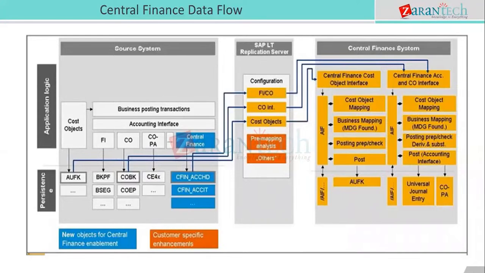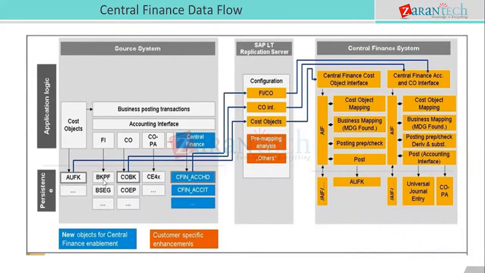Why am I taking these three interfaces? Because whenever these interfaces are implemented, they are implemented as part of AIF, the application interface framework. This is one of the tools I use for monitoring and error handling of the replication data. So if the data mapping is not properly done, this is the tool where I can see the mapping errors, that the data cannot be posted to central finance, and have these errors corrected. Because of these three interfaces only, I can do this mapping and monitor the error corrections in the AIF.